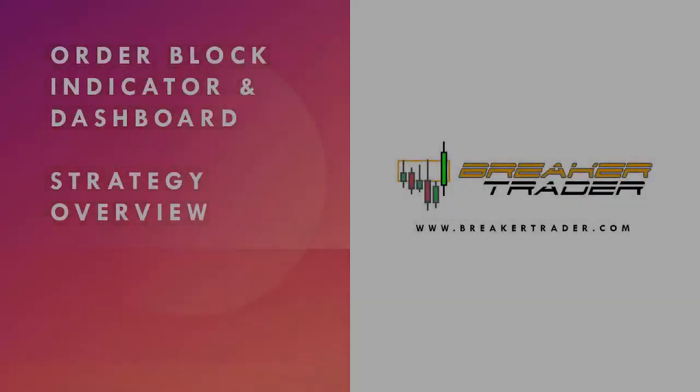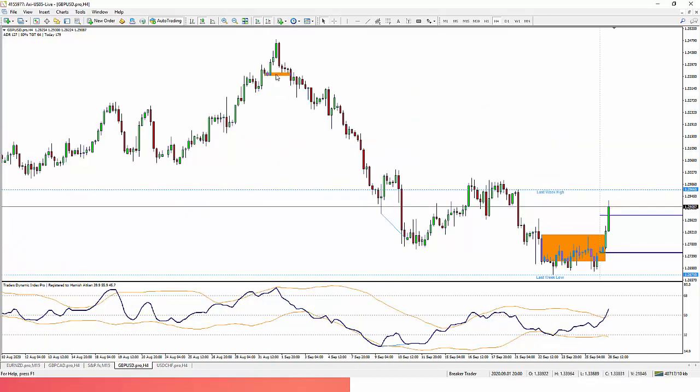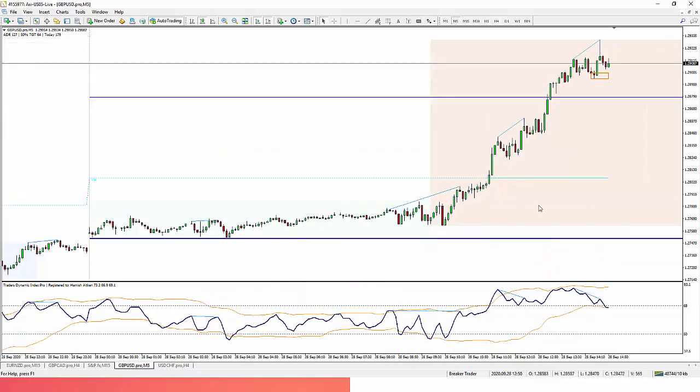So what I wanted to do to start with is explain to you what an order block is. An order block is basically a candle of the opposite colour when a new high or a low is formed. So these are breakers. Let me go down to a lower time frame. Okay, so this is an order block. This is drawn in automatically by the order block breaker indicator.